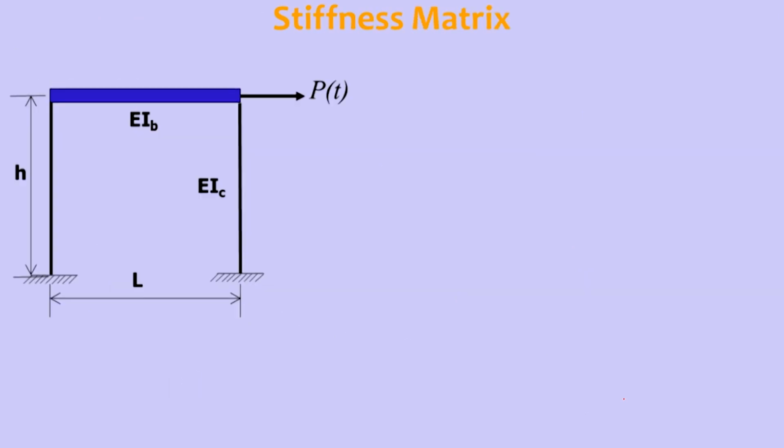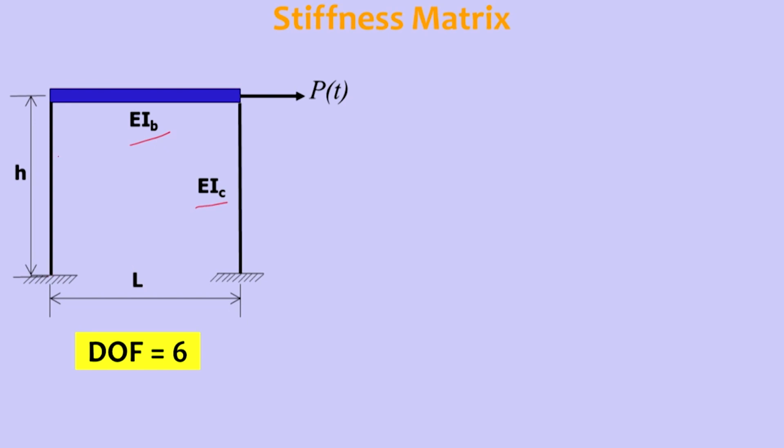Now let us develop a stiffness matrix for a given plane frame structure. In this you can see the beam has length L and the height of the column is H. EIC is given, this is the flexural rigidity of the column, and the flexural rigidity of column 1 and column 2 are both the same, and the flexural rigidity of the beam EIB is given, and a force is applied at the roof level. So in this one the degrees of freedom are 6.